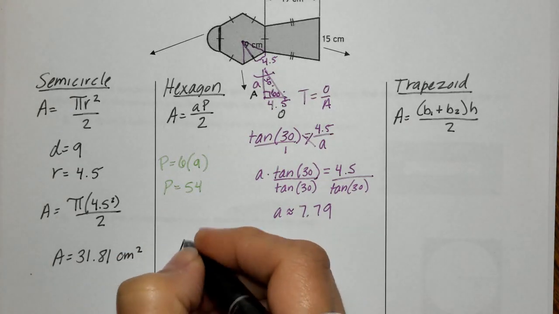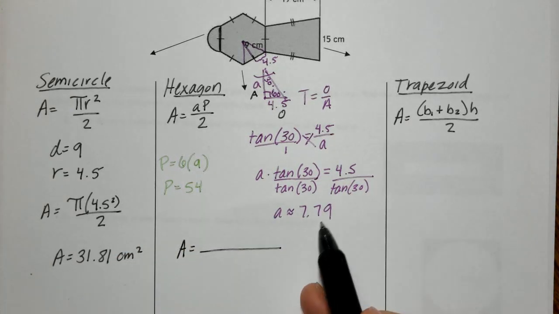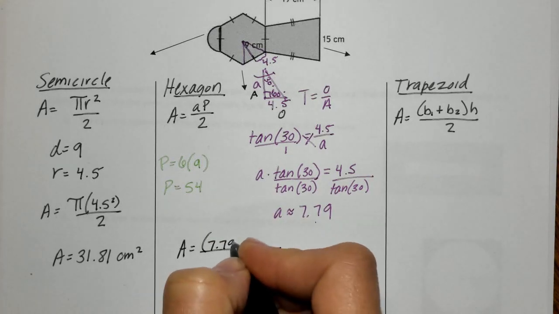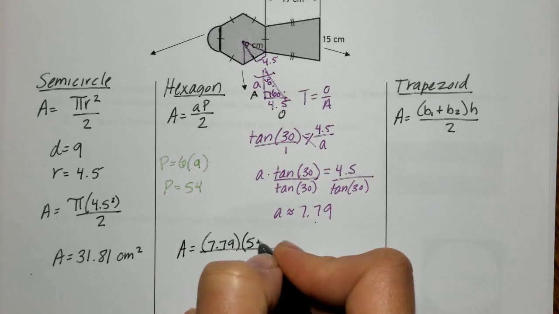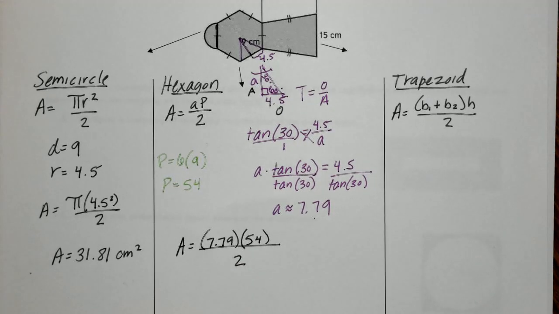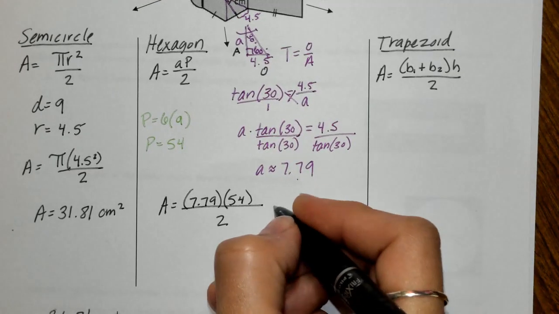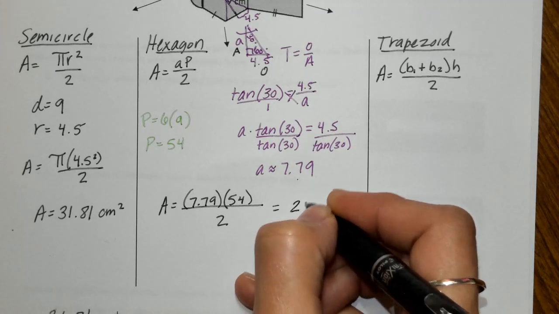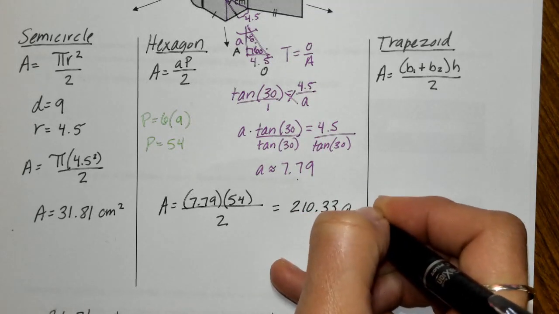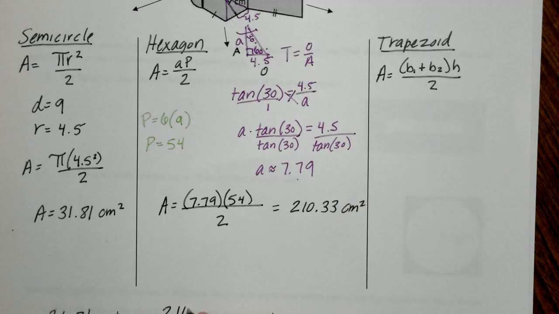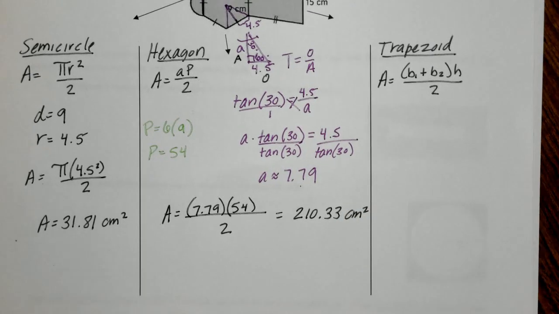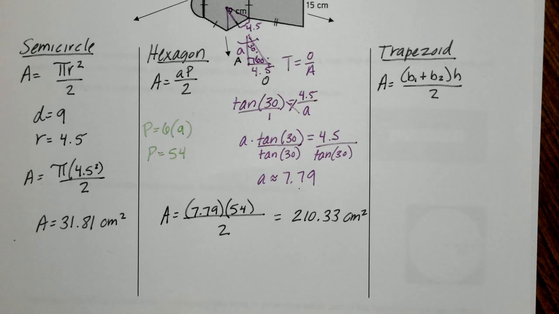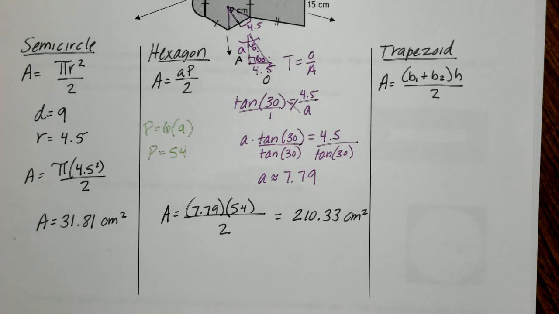So we will now plug this into our area formula. We have our apothem, 7.79, times the perimeter of 54, all over 2. And this area will come out to approximately 210.33 centimeters squared. If you use the special right triangles, 30, 60, 90, and you use the radical instead, you're going to wind up with 210.44. Just a heads up if you decide to use it that way, it may be a little bit off, and that's okay. Now we'll look at the trapezoid.